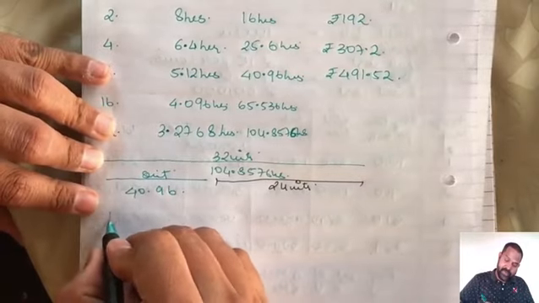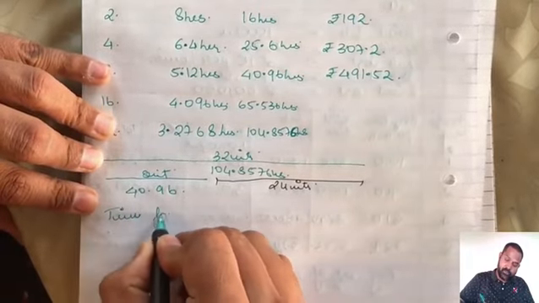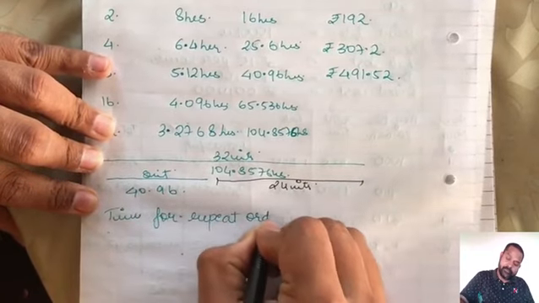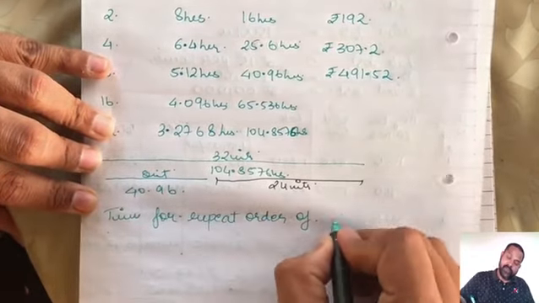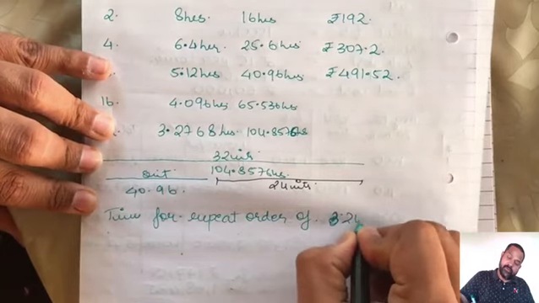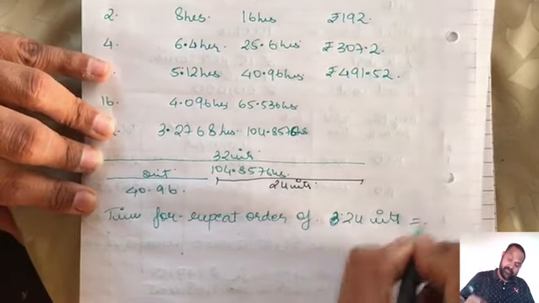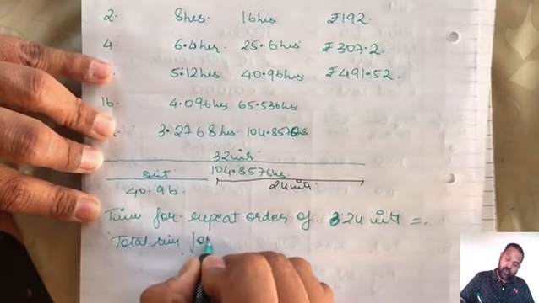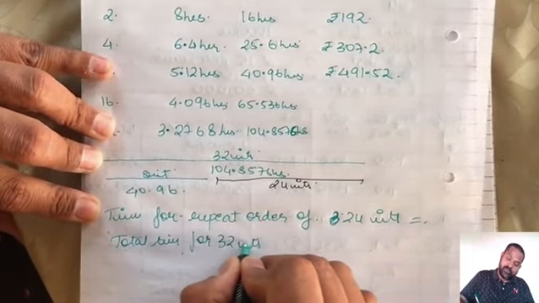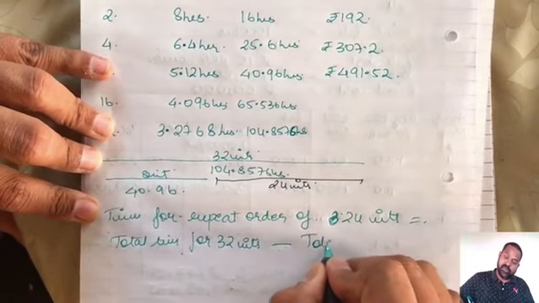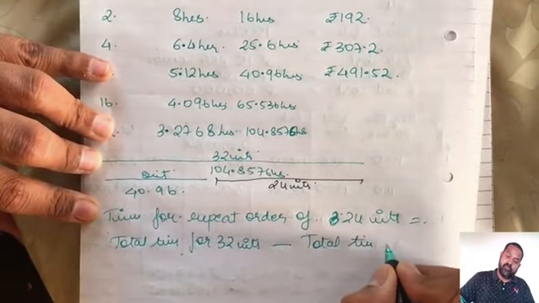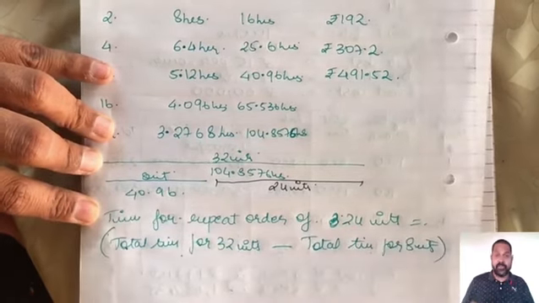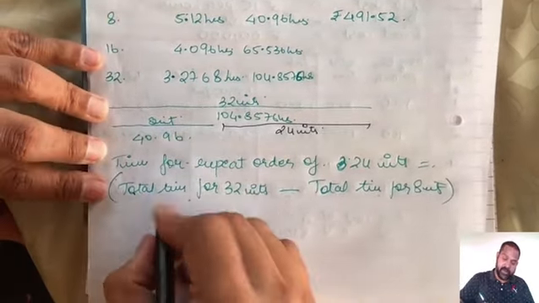So I am going to say time for repeat order of 24 units is total time for 32 units minus the total time for 8 units. What is the total time for the 32 units that you take?